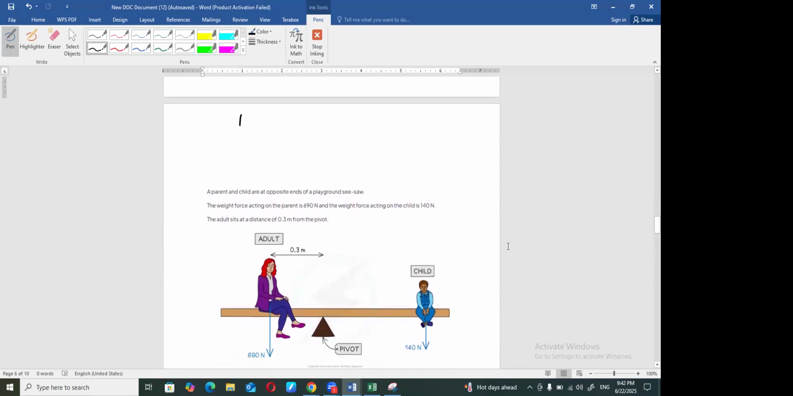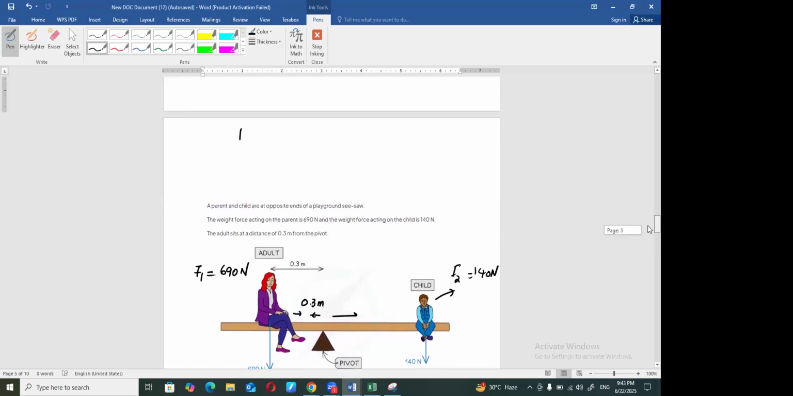You can see yourself. A parent and a child are at opposite ends of a seesaw in the playground. The weight force acting on the parent is 690 Newton. Weight is definitely the force, so F1 is 690 Newton. And the weight acting on the child is 140 Newton, so F2 is 140 Newtons. The adult is sitting at a distance of 0.3 meters from the pivot. And that other distance, they didn't give it. I think this is the distance they're asking you to find out.